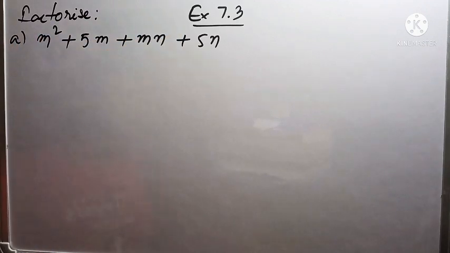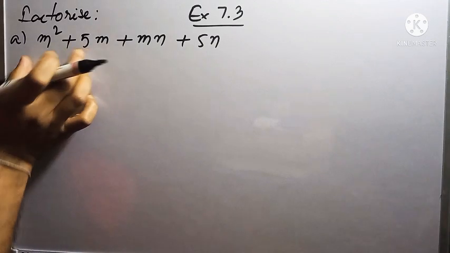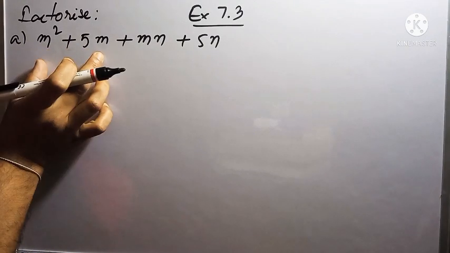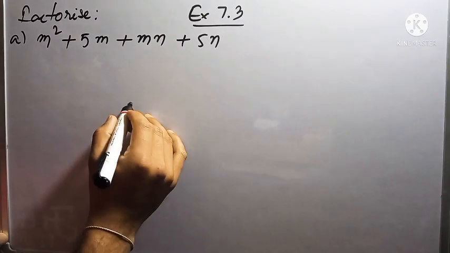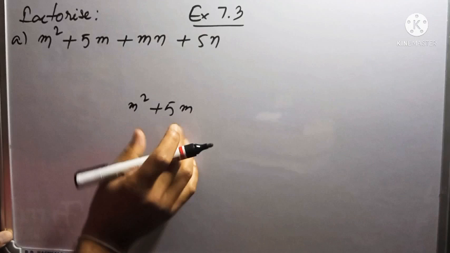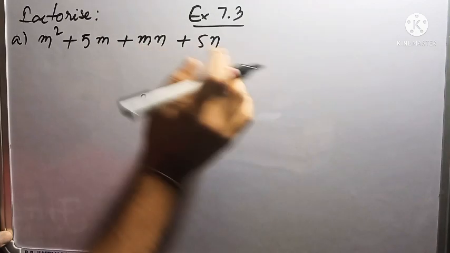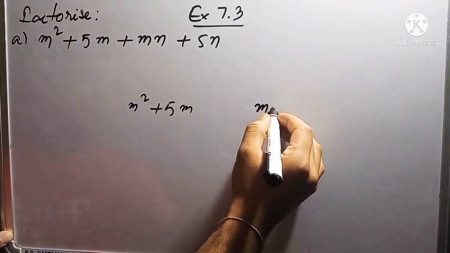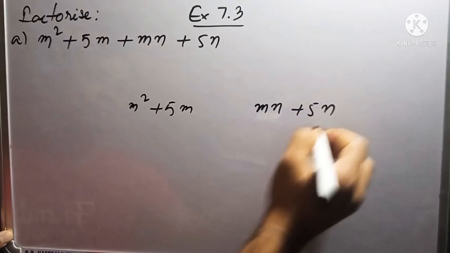We'll make the groups first. How many groups are we going to make? First, we are going to make 2 groups. Okay, let's see now before we start. I'll just make the first 2 terms a group. So let me write here m square plus 5m. This is one group. And the last 2 terms, let me make another group, mn plus 5n.